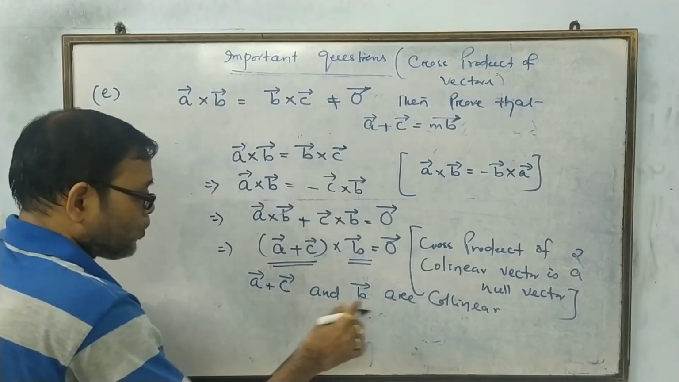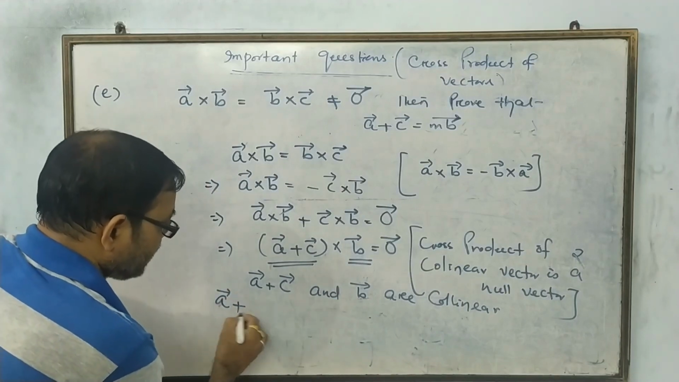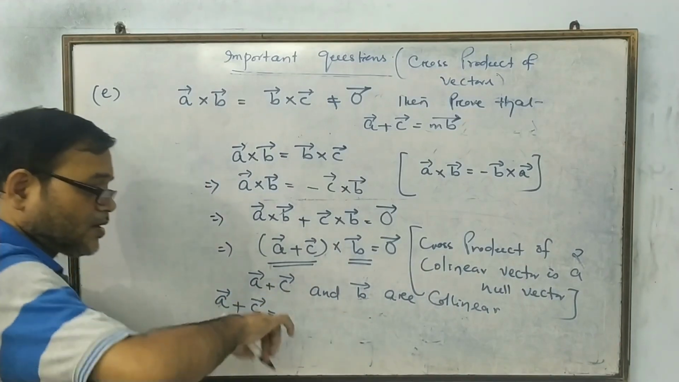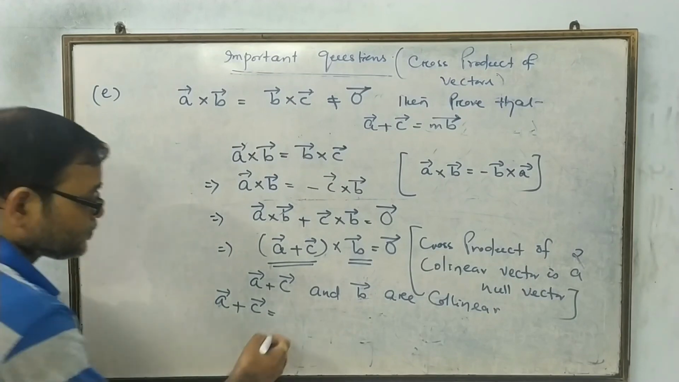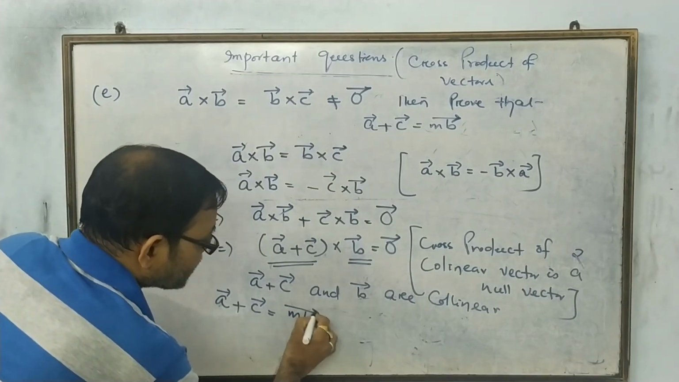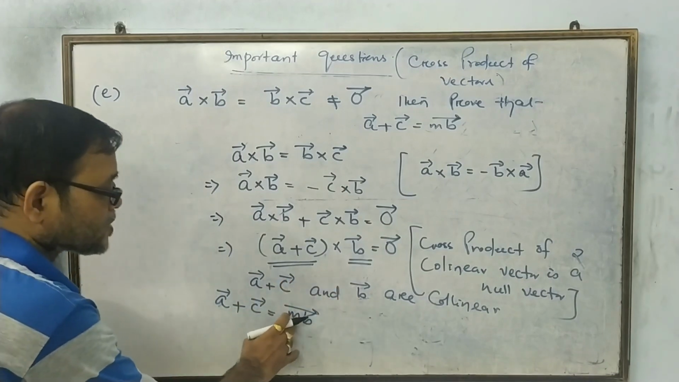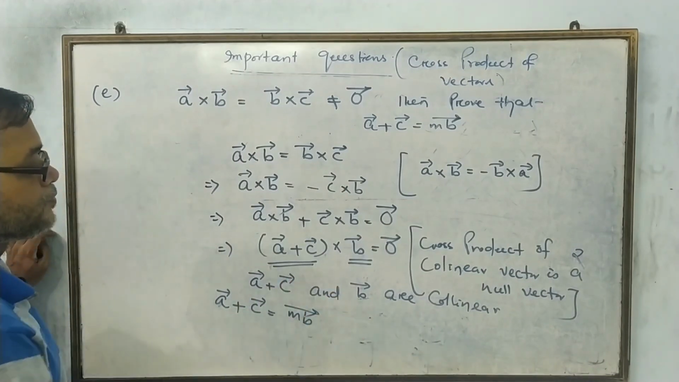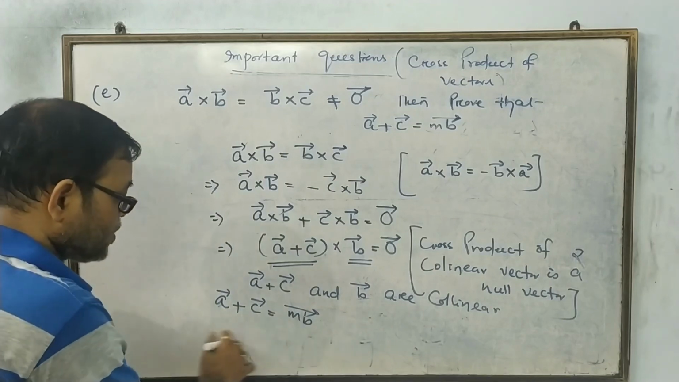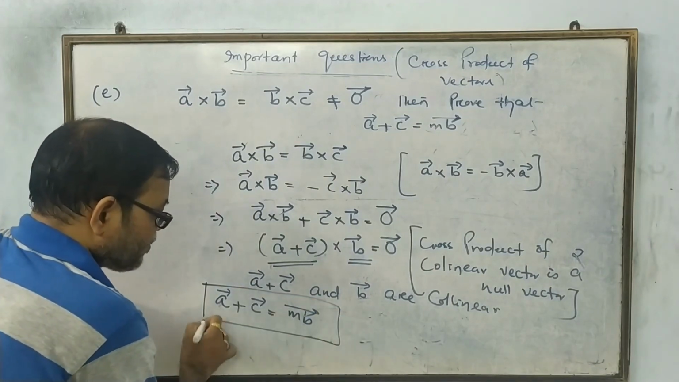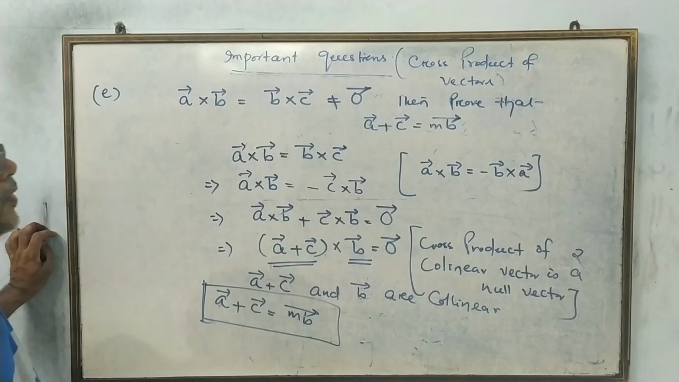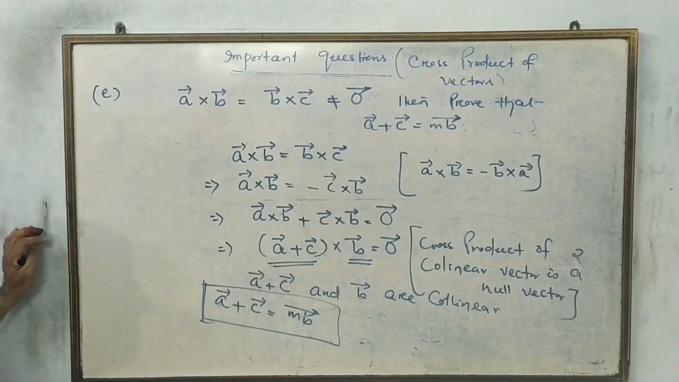If vectors are collinear, then one is a scalar multiple of the other. a plus c is equal to some scalar into b. Here the scalar is m, so a plus c is equal to mb. Pause the video to note it down.